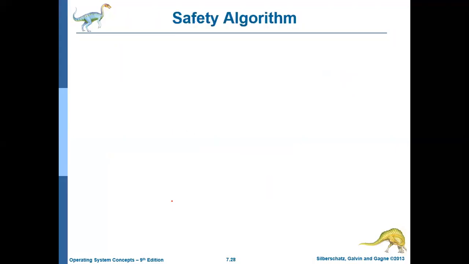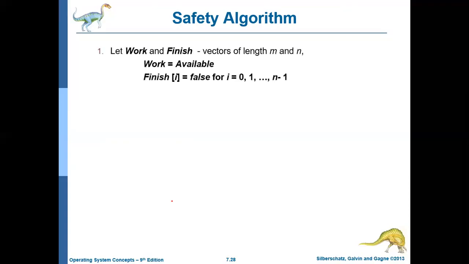So with this knowledge, let us try to understand the Banker's algorithm. Banker's algorithm is basically given by two algorithms. One is a safety algorithm and the other one is a resource request algorithm. So first let us discuss the safety algorithm. In the safety algorithm, we use two vectors. These are work and finish. And these vectors are of length m and n.